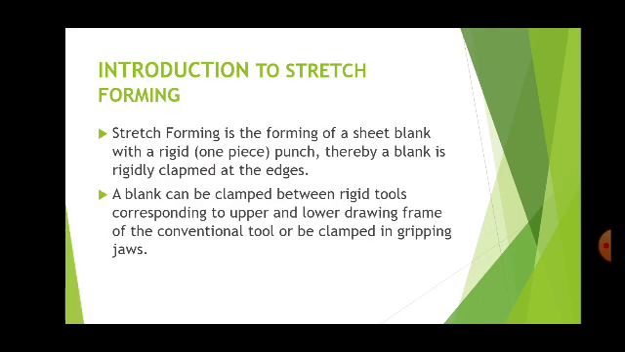Introduction to stretch forming. Stretch forming is the forming of a sheet blank with a rigid punch, whereby the blank is rigidly clamped at the edges. A blank can be clamped between rigid tools corresponding to the upper and lower drawing frame of the conventional tool, or be clamped in gripping jaws. The explanations of these will be more easily understood when I move to the simple stretch forming process.